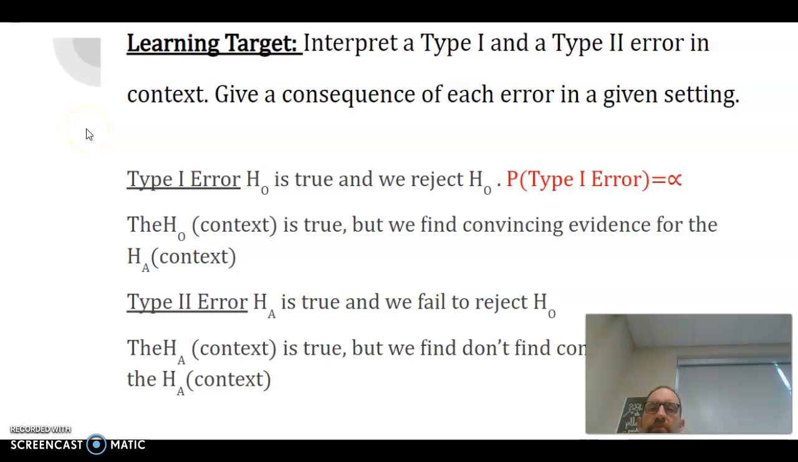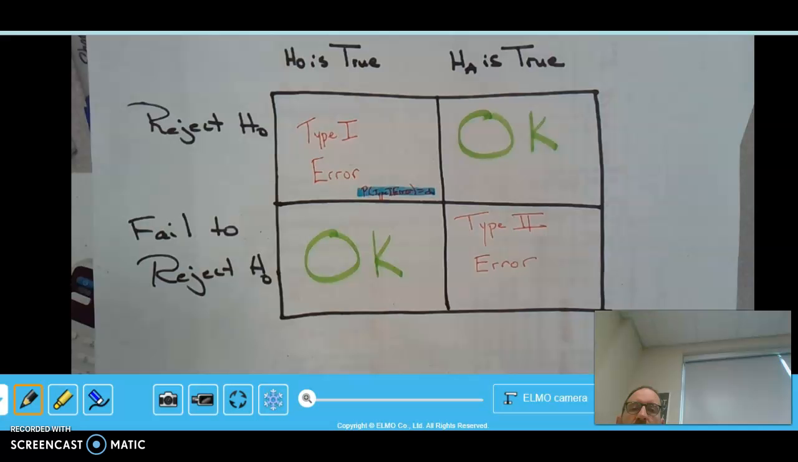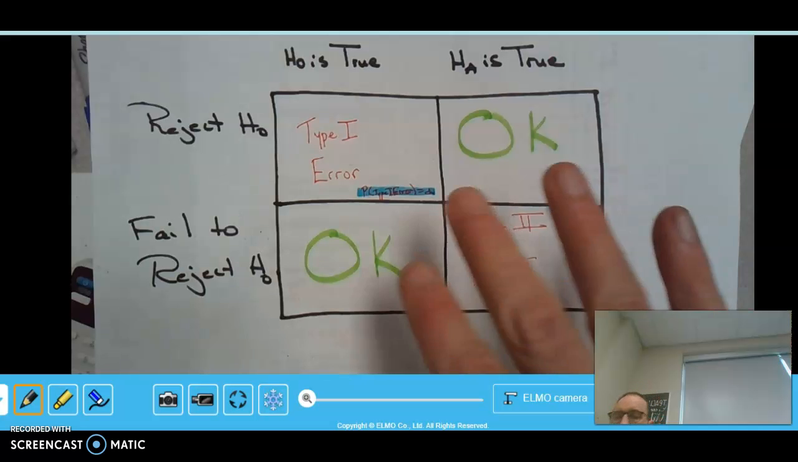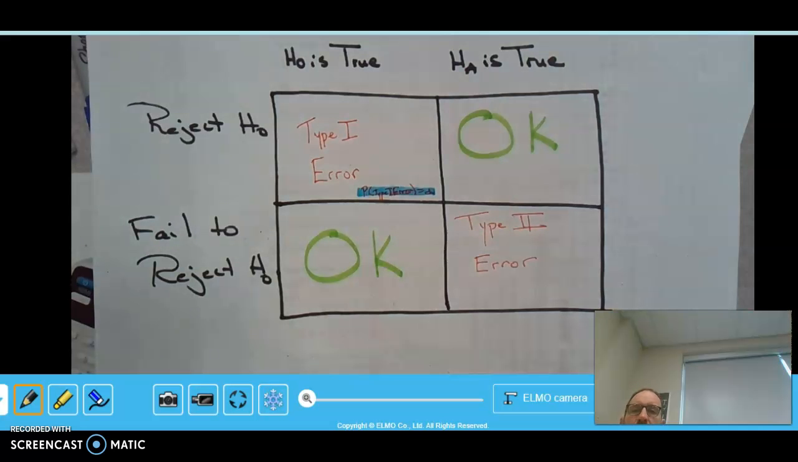Yesterday we spent some time talking about the two types of errors that can occur when doing a hypothesis test, and those are summarized here. I'll give you a moment to write those down if you didn't get a chance to finish that yesterday. So today we're going to build on those ideas from the previous slide.